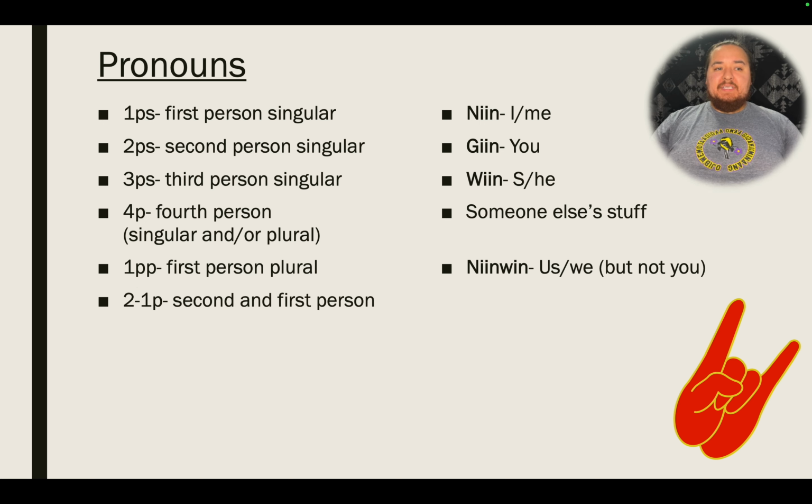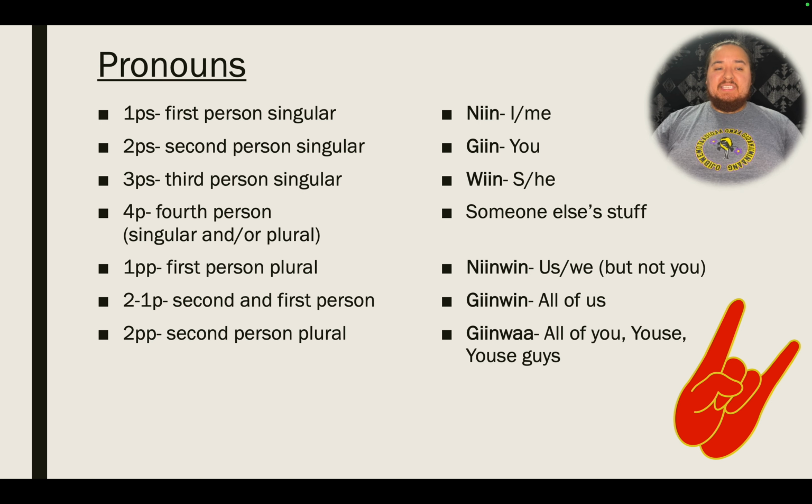The 2 to 1 person is second and first person. So ginwin is the Ojibwe, and that means all of us. Second person plural is 2PP. In Ojibwe, that's ginwa. That means all of you. All you guys. Use guyses. 3PP is third person plural. And in Ojibwe, that's weenwa. That's they or them. So we'll give you a chance here to write these down in your notes before moving on. All right, let's move on.